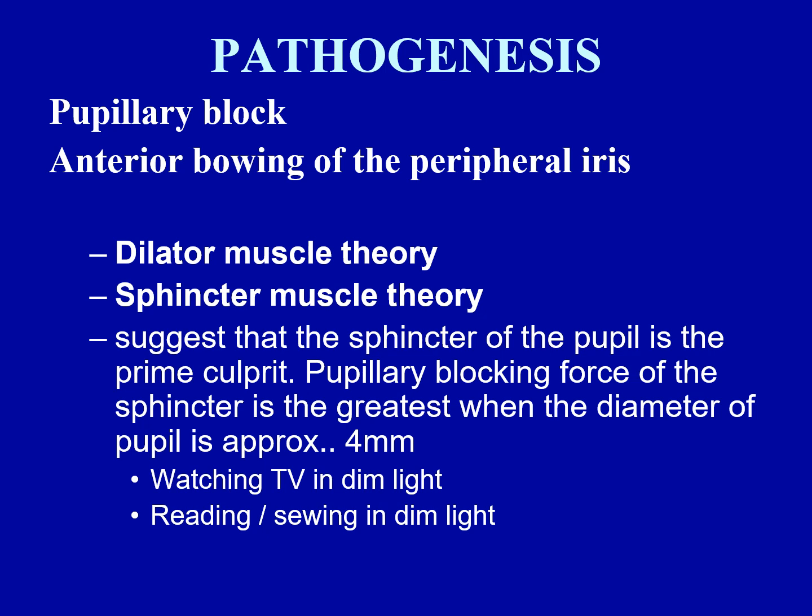Two theories are put forward for this: dilator muscle theory and sphincter muscle theory. Sphincter muscle theory suggests that the sphincter of the pupil is the prime culprit. Pupillary blocking force of the sphincter is the greatest when the diameter of the pupil is approximately 4 millimeter. So normally in old age, as narrow angle glaucoma is more common as the age grows, pupil size is about 2 to 3 millimeter.